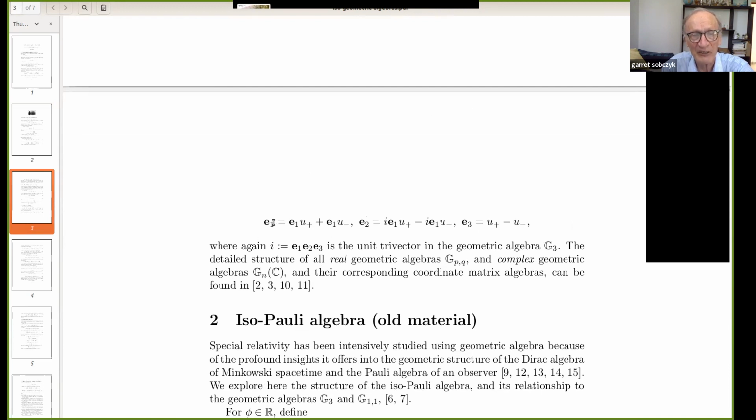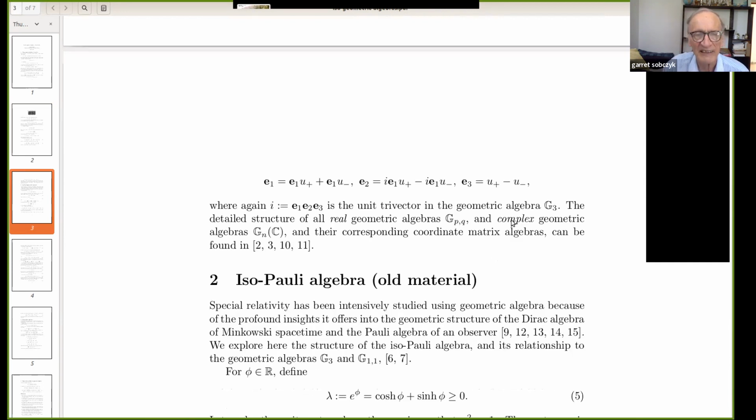Okay, well, here's a representation. E1 is E1 times U plus times U minus. That's just 1, 1, you see. So again, these are just the basis elements that represent E3 as U plus minus U minus. So that's just another identity.